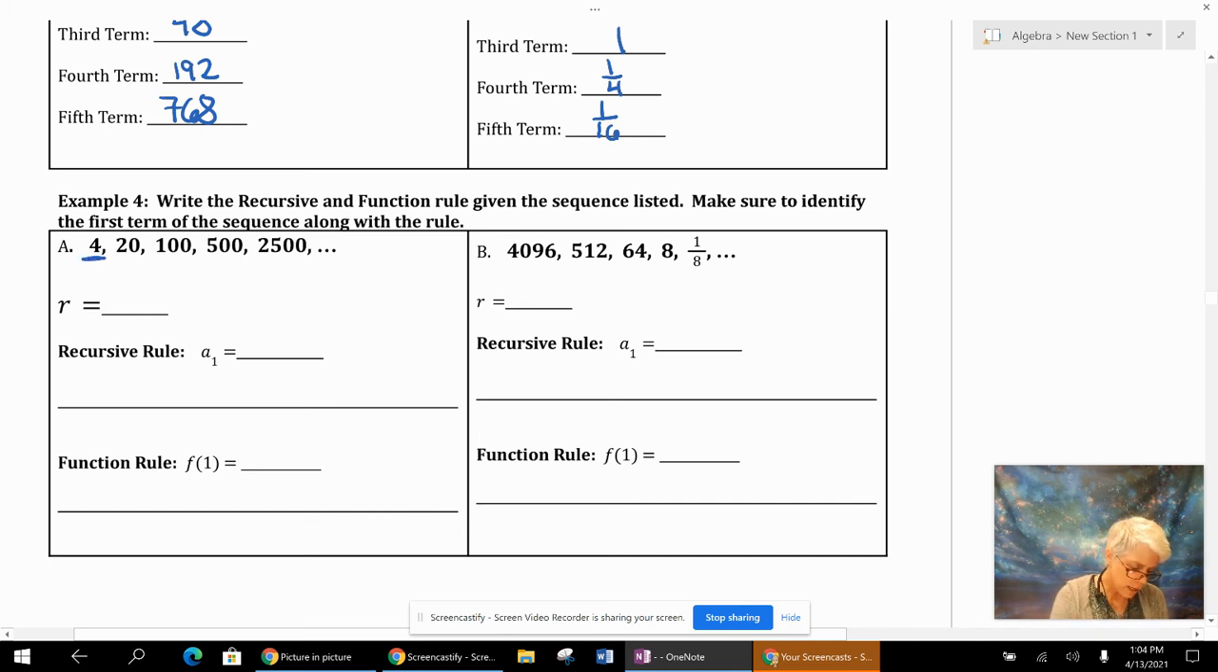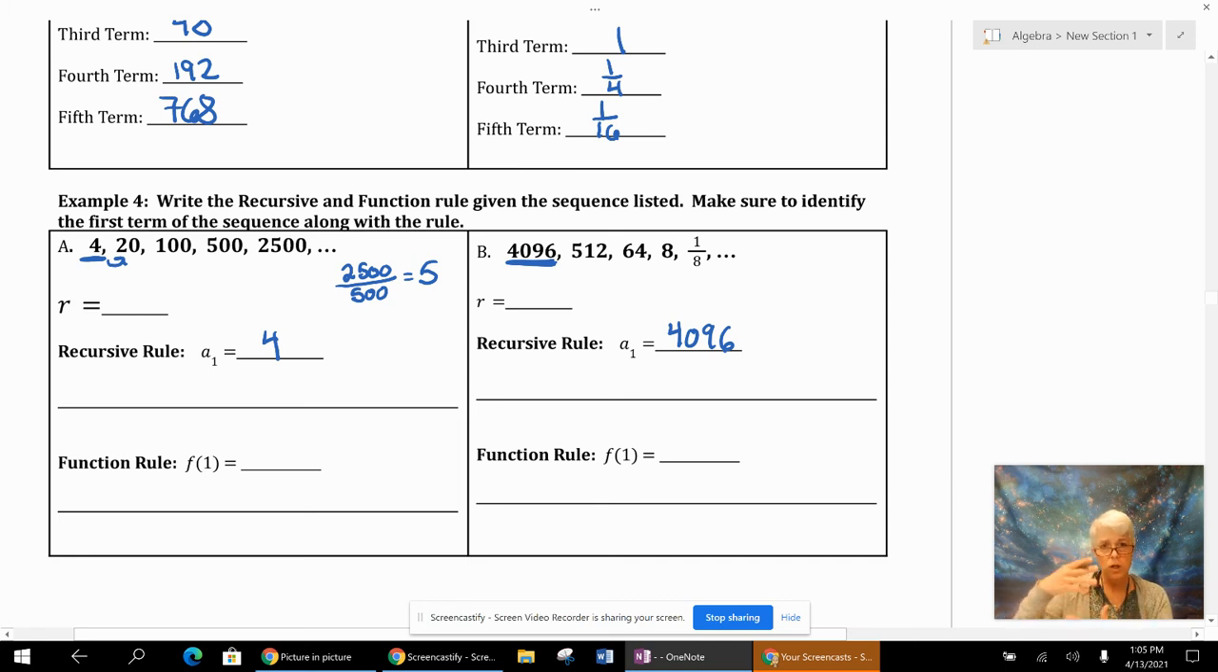So I can see pretty easily what the first term is for number 4, and the first term is for example B, 4096. All right, that was easy. Now we're going to figure out what the ratio is. So I can look and see if I can see a pattern. I see here that it's times 5. Now, if I went the opposite direction, because remember, it was a term divided by the previous term, I get 5. And if you go the other way, it's still 5.